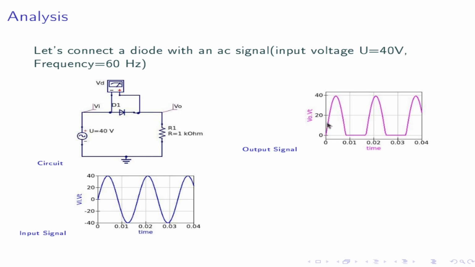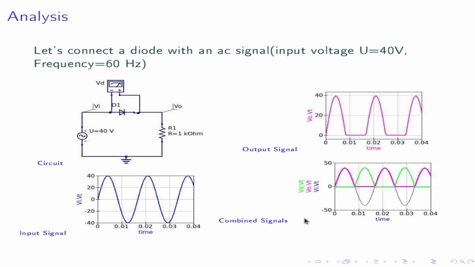This is because during the positive half cycle, the diode is forward biased, so it offers very little resistance and an easy path for current. But in the negative half cycle, the diode becomes reverse biased and offers large resistance and obstructs current. Here we can conclude it this way. Vi, the blue one, is the input signal. Vo, this one, is the output signal across the load, and the green one is the voltage across the diode.